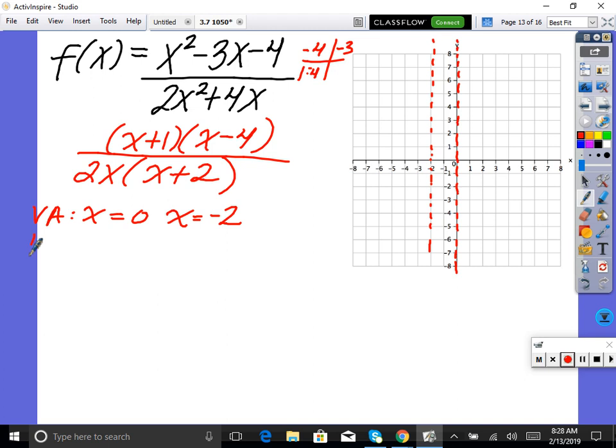Okay, moving on to horizontal asymptotes. It's better to do it in standard form. Degree 2, degree 2, so 1/2. Y equals 1/2, the ratio of the leading coefficients.